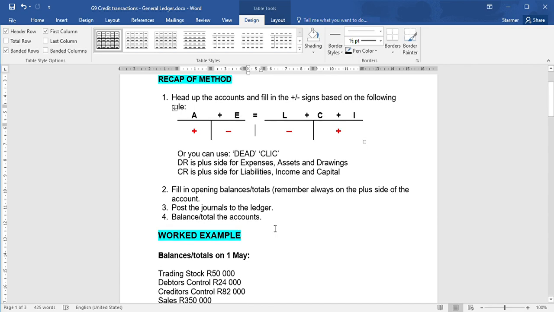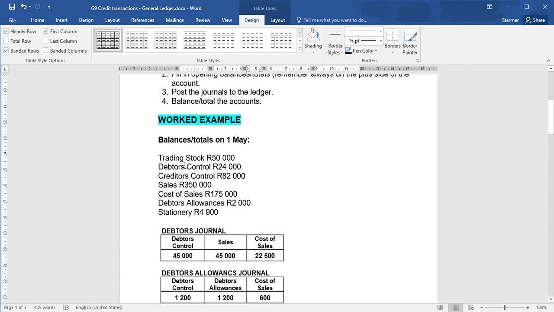Okay, so in this worked example, I give you a list of balances. There are a couple of new accounts here now we're dealing with credit transactions. The first one is called debtors control. That account is an asset to the business. It shows what all your debtors together owe you. You then have creditors control, which is a liability that shows what we owe everybody altogether.